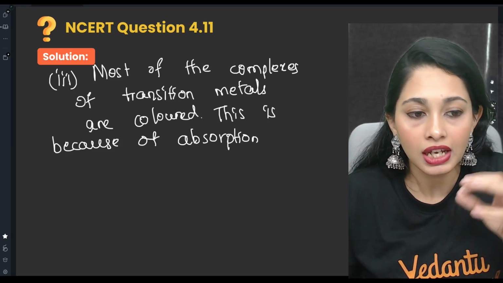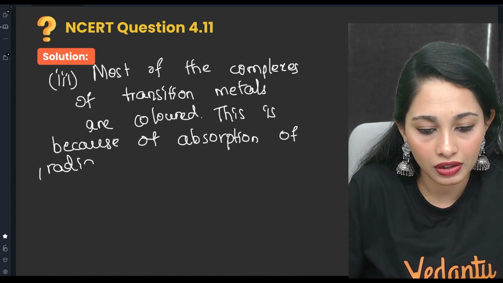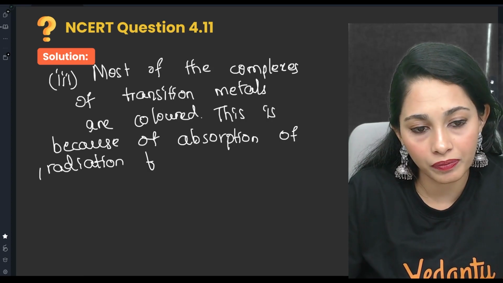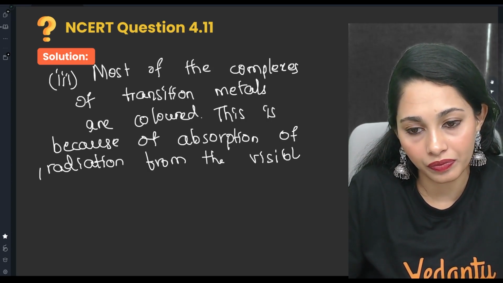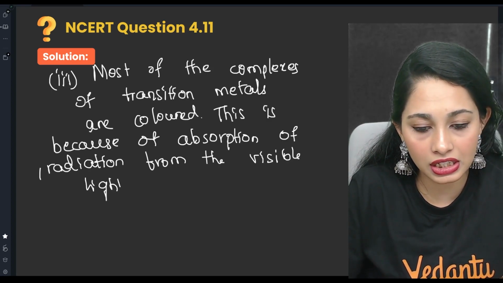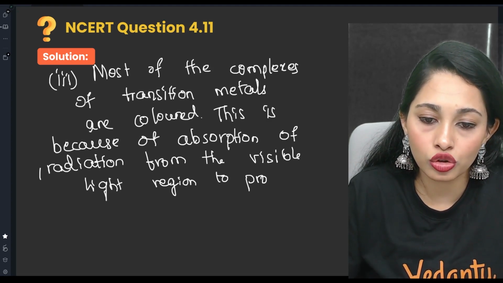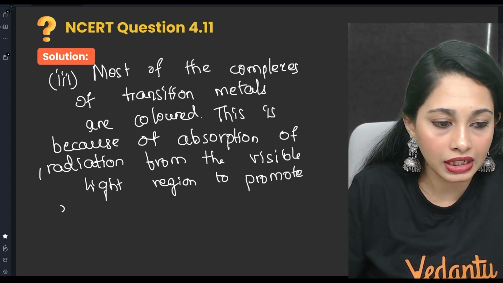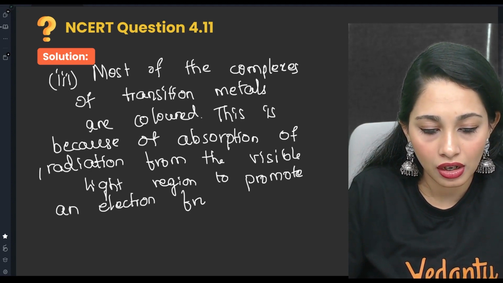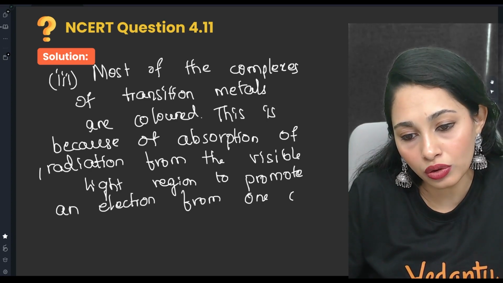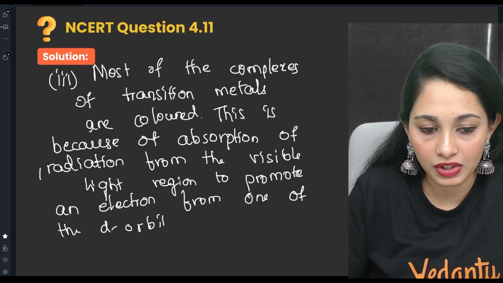Let me explain this. This is because of the absorption of radiation from the visible light region to promote an electron from one of the d orbitals to another. Transition occurs here.